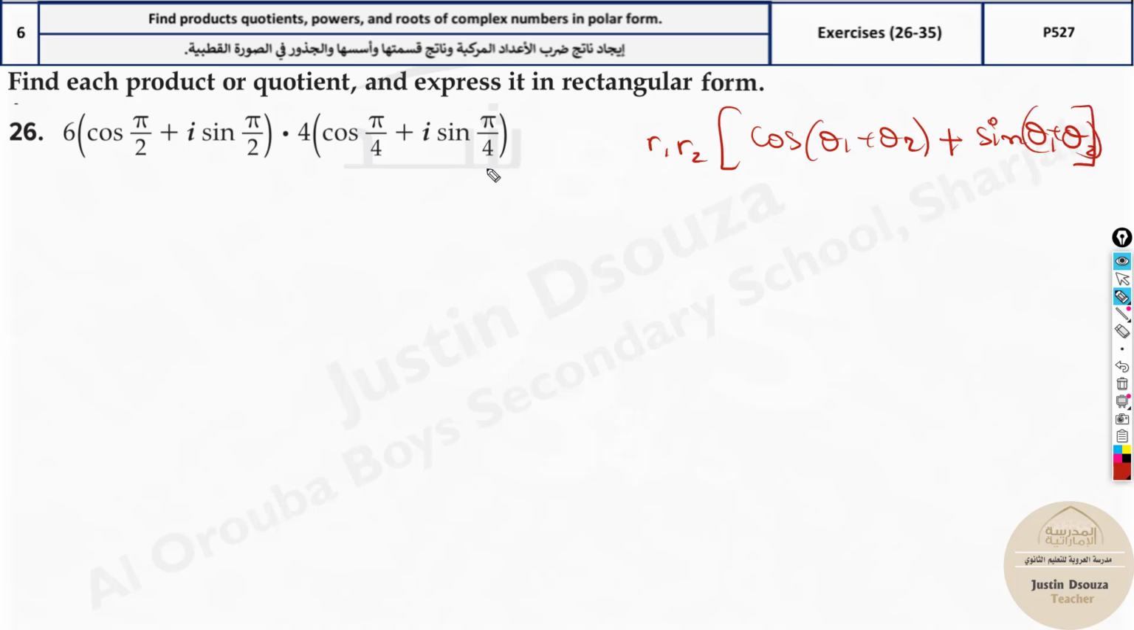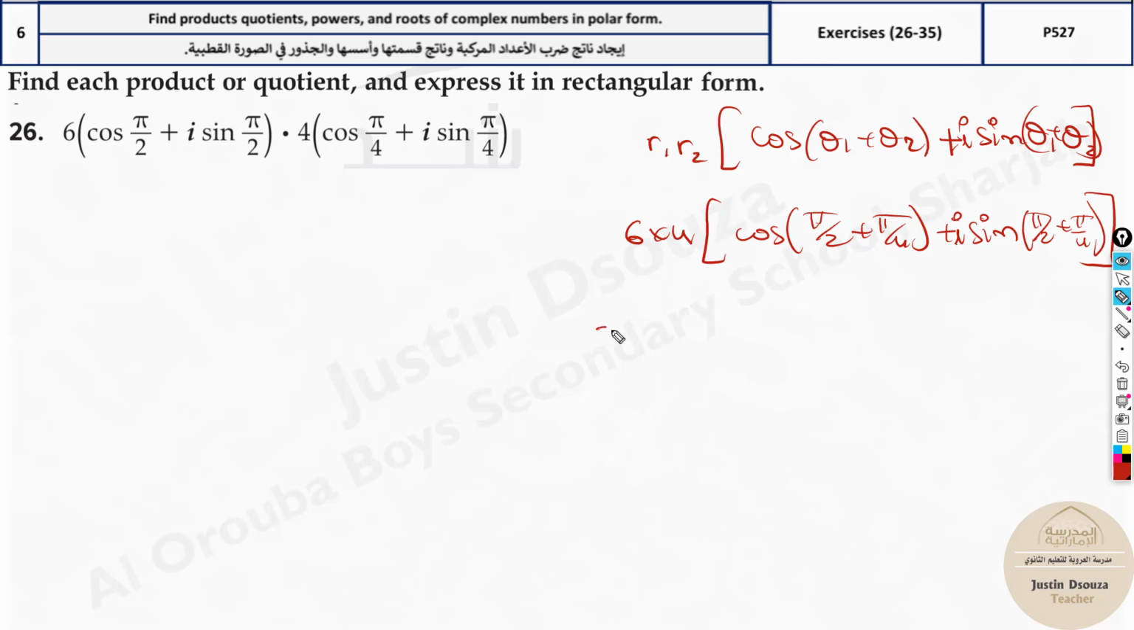That's the formula. Now over here it will be 6 times 4, that's 24. And over here it will be cos of pi by 2 plus pi by 4. And over here we will have plus, okay, I forgot to write the i, i sine again of pi by 2 plus pi by 4, and that's the answer. So we will have 24, and we have cos. Now this is half pi, this is 1/4 pi, it will be 3/4 pi. You can directly write 3 pi by 4 plus i sine 3 pi by 4. This is the polar form, but we need the rectangular form, right?